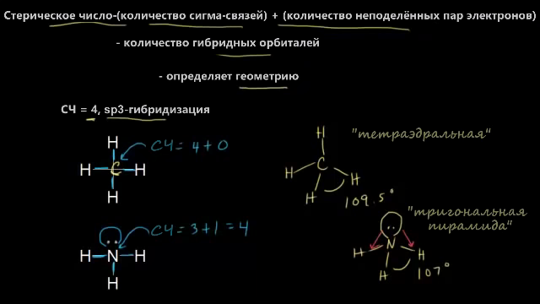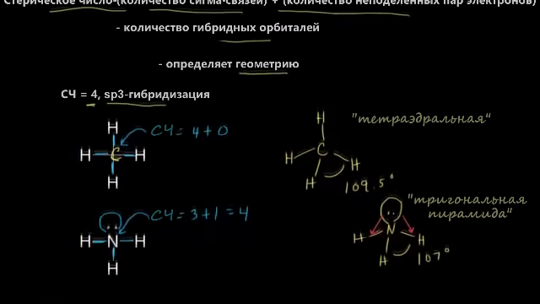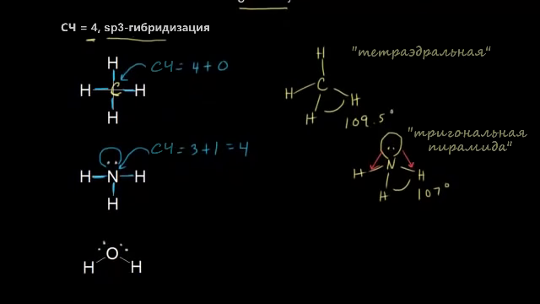So this is called trigonal pyramidal, right? Trigonal because nitrogen's attached to 3 atoms, and pyramidal because it looks a little bit like a pyramid if you ignore the lone pair of electrons. So that takes care of the ammonia molecule. Let's now look at the water molecule.